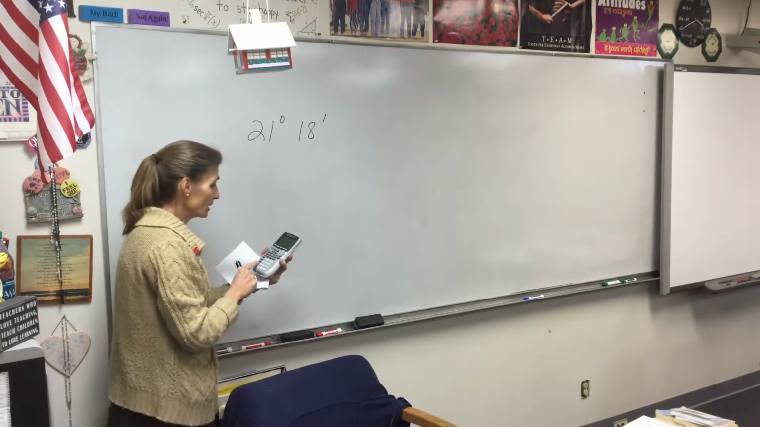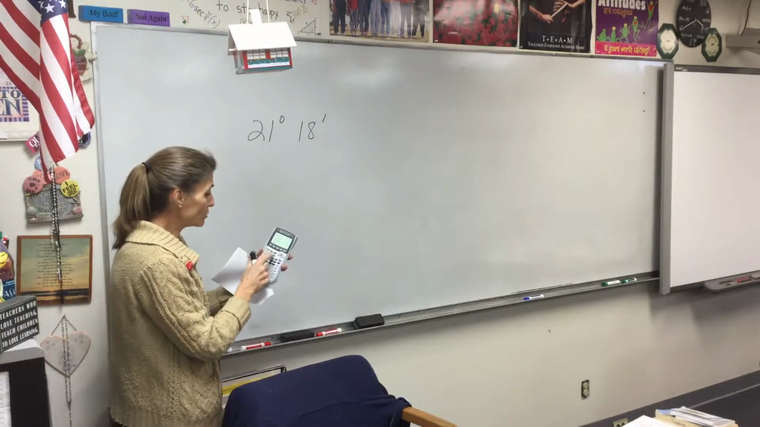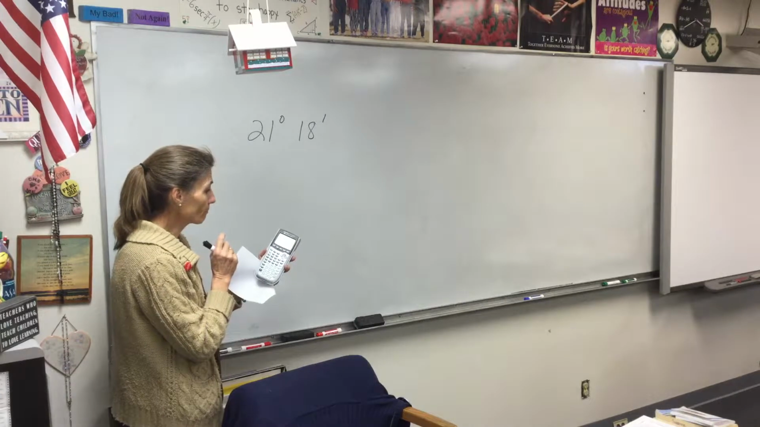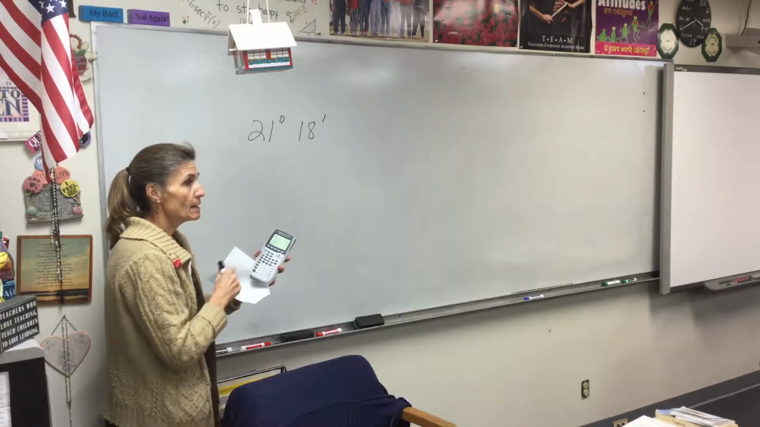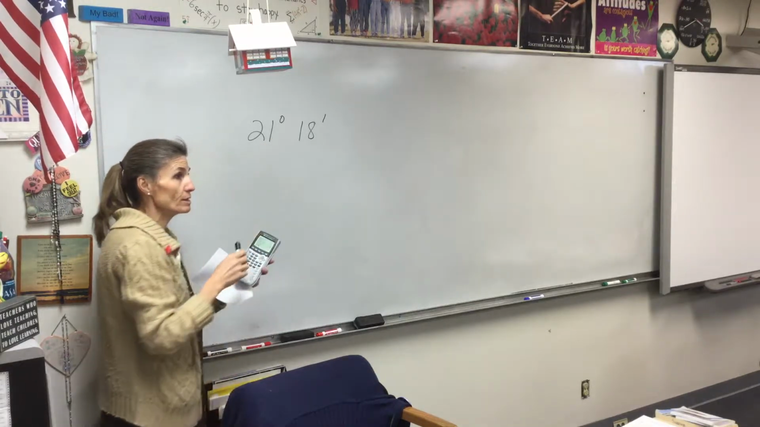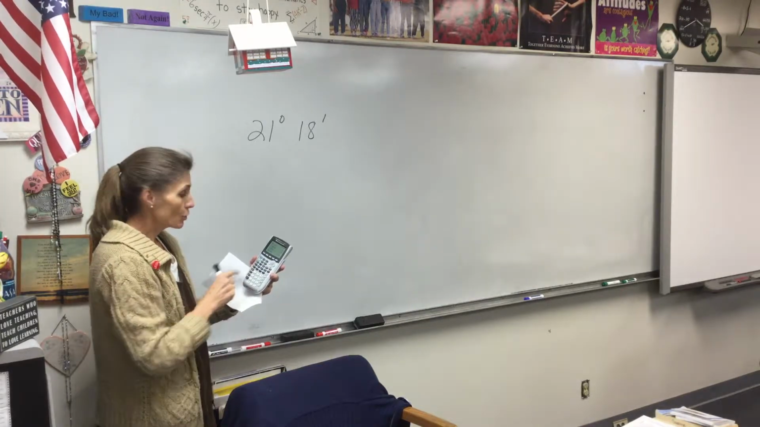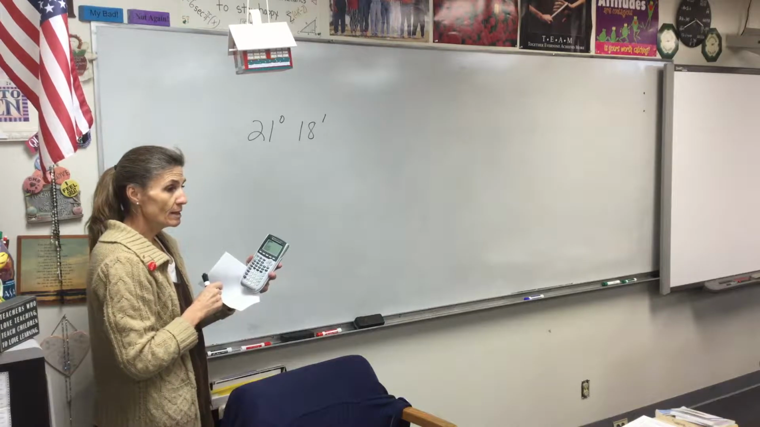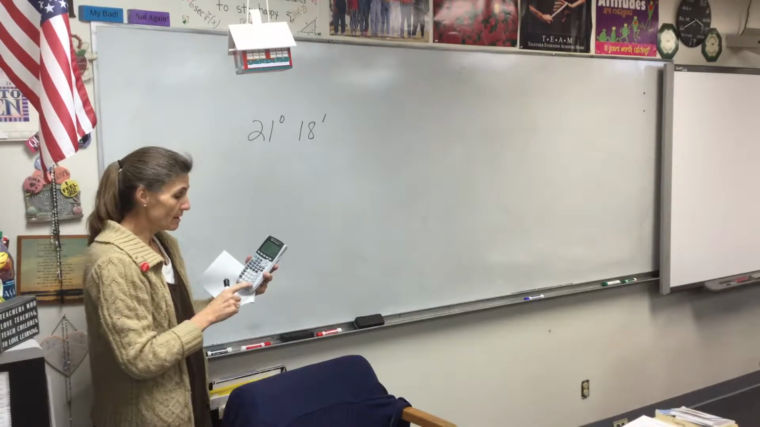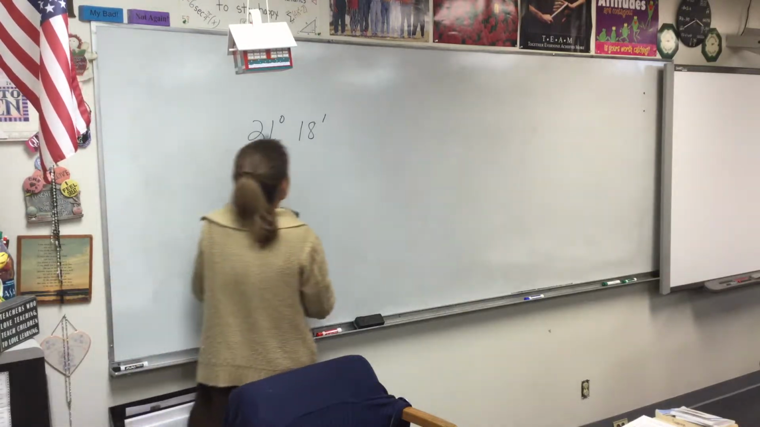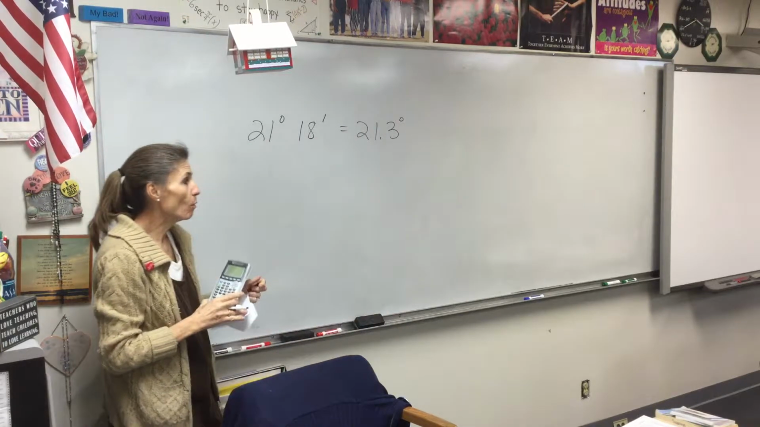To put that into my calculator, I would type 21, and then I go to my angle menu, so second angle, and right there's the degree mark, see it? Press enter, and now your calculator says 21 degrees. Now, press 18, go back into your angle menu, and right under the degree mark is the minute mark. Press enter, and it converts that to what we call a decimal degree, 21.3 degrees.